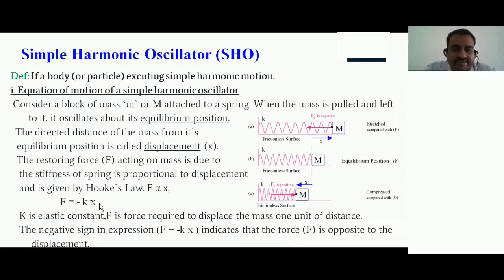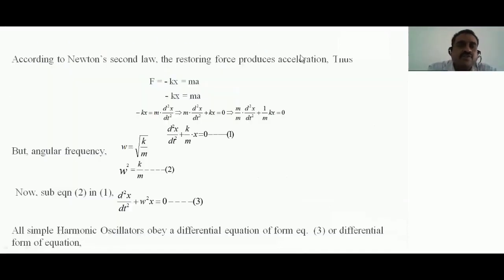So F is equal to minus Kx. This formula is known as Hooke's law. K is the elastic constant. F is equal to minus Kx. The negative sign represents that F and x are opposite to each other. So according to Newton's second law, we can write F is equal to ma.